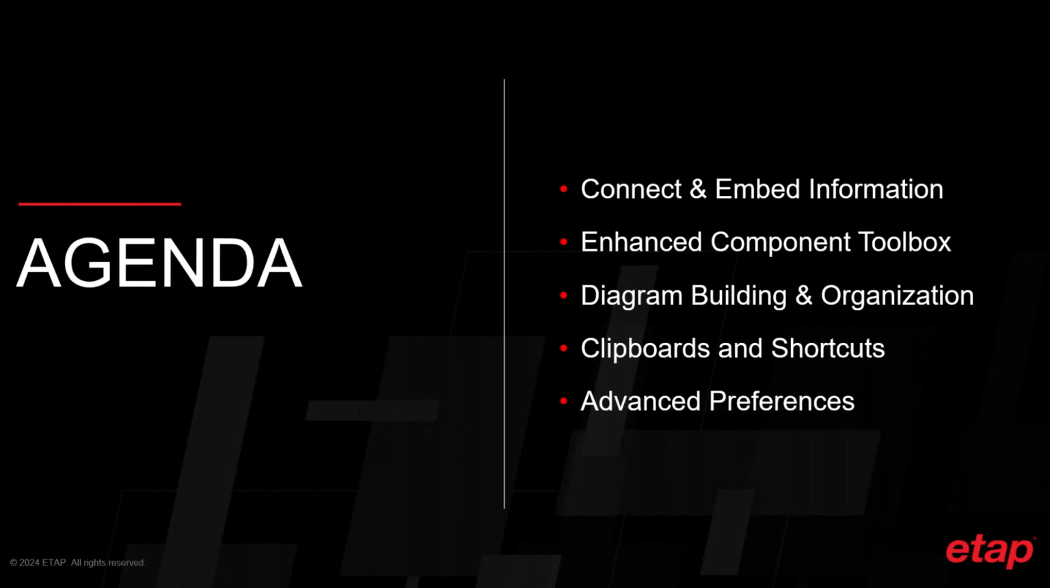For this webinar, we'll discuss the various methods available for connecting or embedding external information directly into your ETAP project. We'll also explore how to maximize the added capabilities of the component toolbar. We'll then discover existing and improved methods for organizing or building your one-line diagram. We'll then dive into critical clipboard improvements and how to leverage shortcut customization. Lastly, we'll learn about a few advanced preferences used to help clarify one-line information and customize behaviors.